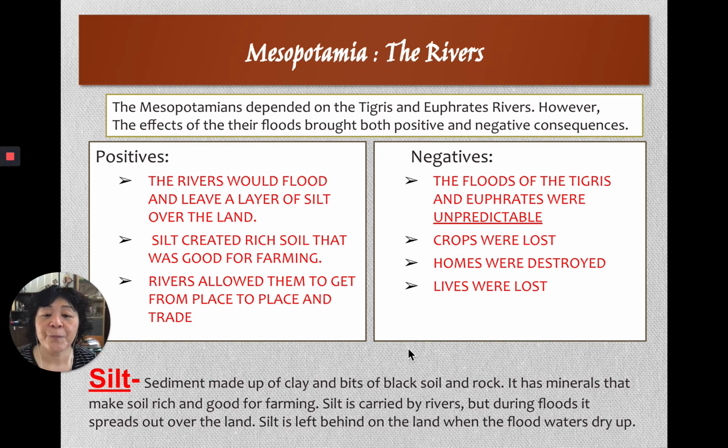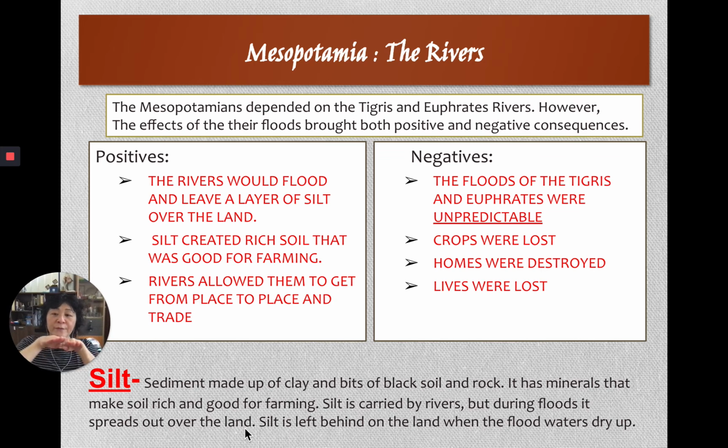and these were some of the positives. Okay, so here's a definition of silt, because you've heard this term a lot, and now you're probably wondering, what the heck is silt? Silt is sediment made up of clay and bits of black soil and rock. It has minerals that make soil rich and good for farming. Silt is carried by rivers, but during floods, it spreads out over the land. So when a river floods, it moves big and across this way, right? And then the silt gets put on the land. So silt is left behind on the land when the flood water dries up.